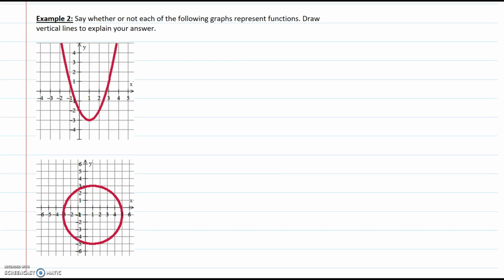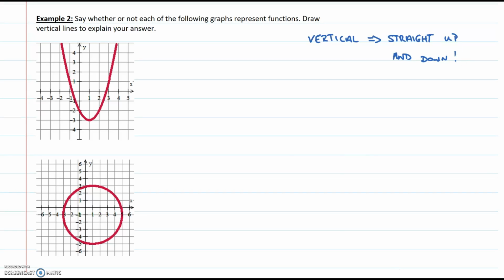So the vertical lines mean straight up and down. Okay, that's the only thing to watch out for. Vertical, in layman's terms, means straight up and down. That's the only thing you need to be careful about. We're not going at an angle at all here.